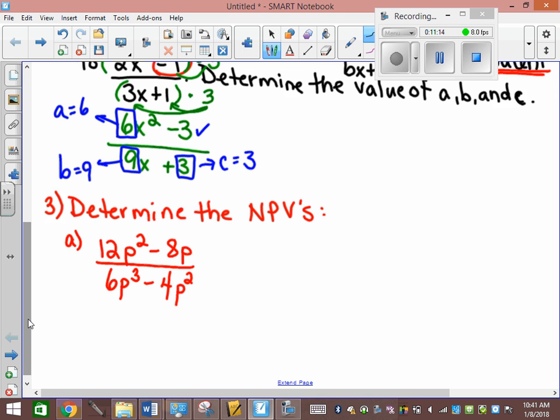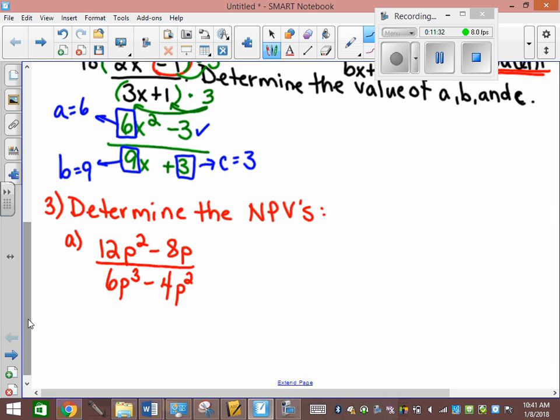Okay. Rules about any type of rational. It doesn't matter for simplifying or for multiplying or dividing. The very first step you have to do is always what? And it's not state NPVs. What's the very first step you always have to do in simplifying and multiplying, dividing?